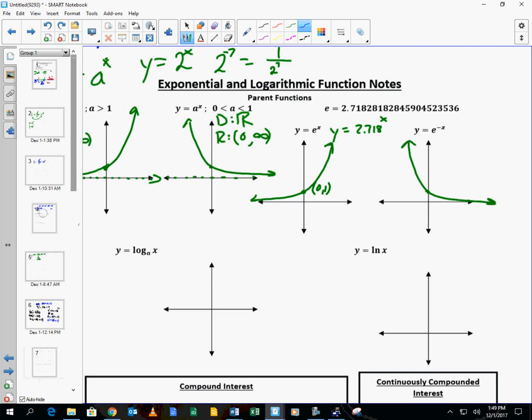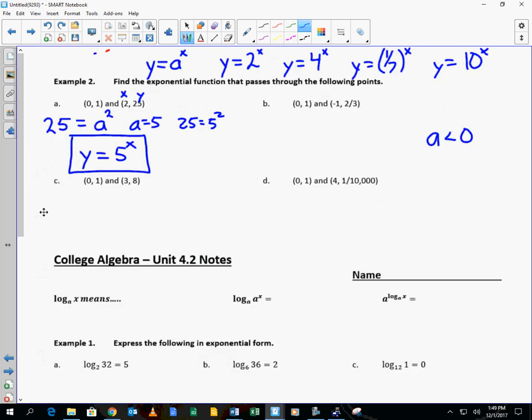So we go back. Let's finish these off. Okay. Here I have, this is x and this is y. So 2/3 is equal to some number a to the negative 1 power. What number do you take to the negative 1 power to get 2/3? 3 halves. So if a is 3 halves, then my function is y equals 3 halves raised to the x power. That's what I have.